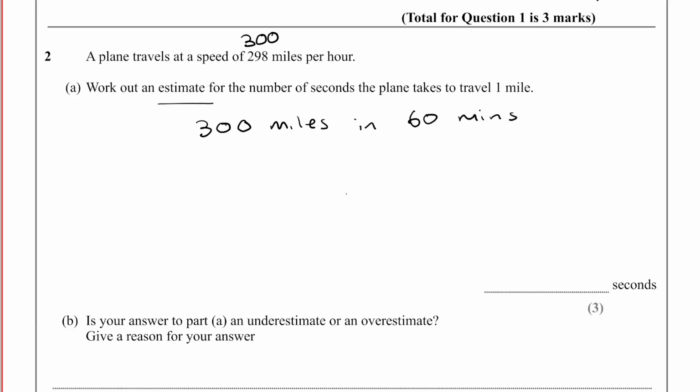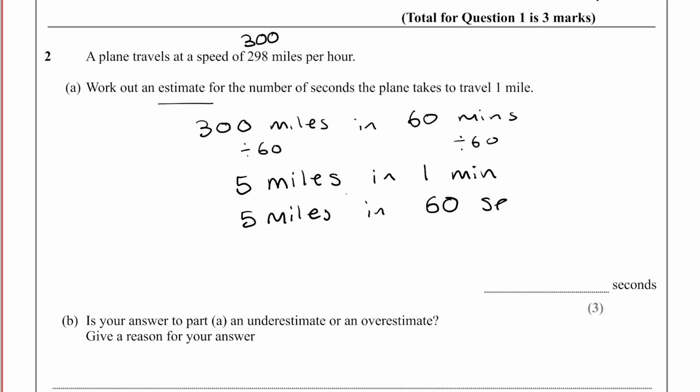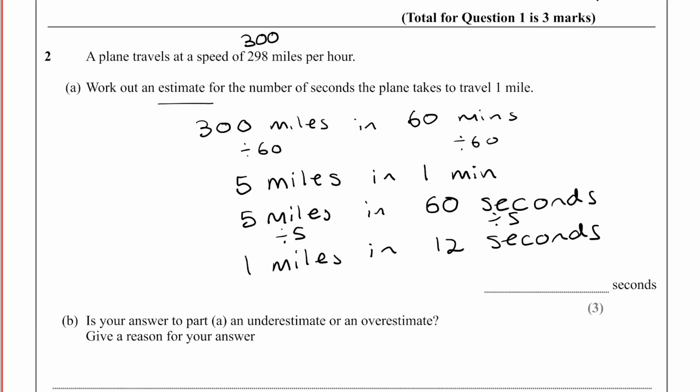If we divide by 60, we can work out how far it goes in 1 minute. So 60 goes into 300 5 times. So it goes 5 miles in every minute. So that's 5 miles in 60 seconds. So divide by 5. That makes it 1 mile in 60 divided by 5, which is 12 seconds.